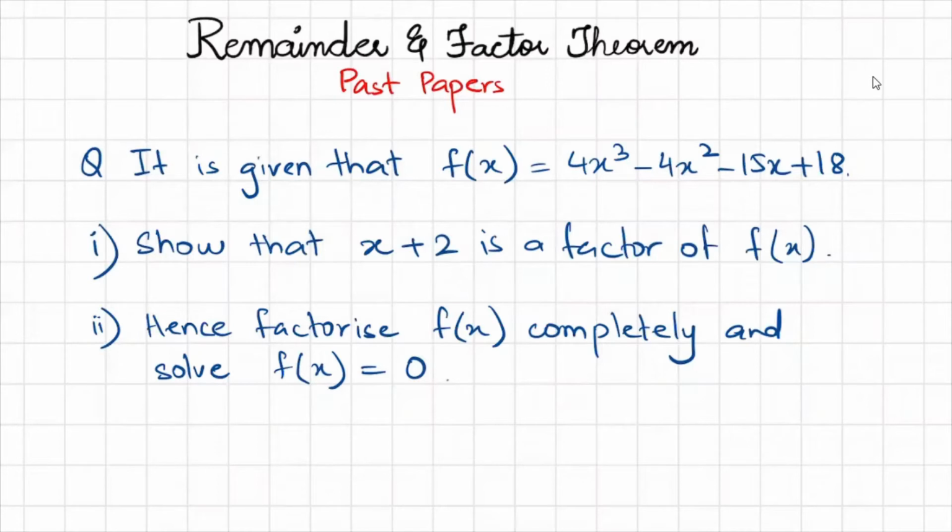The first question says it is given that f(x) equals 4x cubed minus 4x squared minus 15x plus 18. Show that x plus 2 is a factor of this. Factor means that the remainder has to be equal to 0. So first, let's start with this.